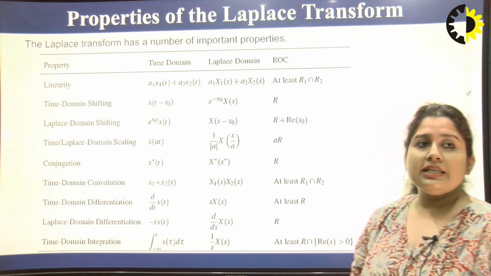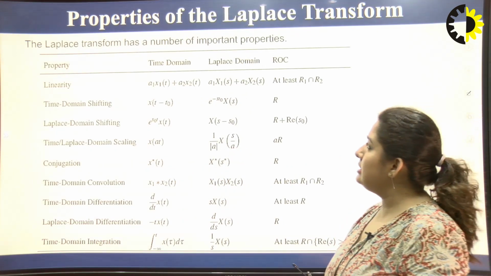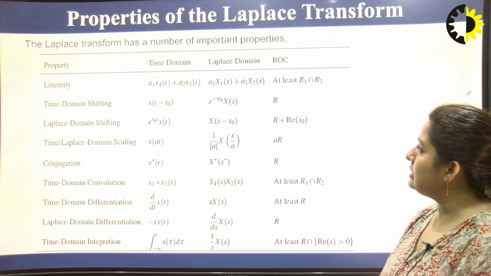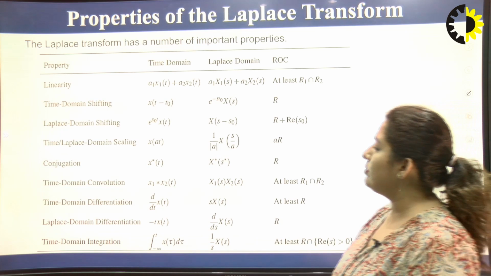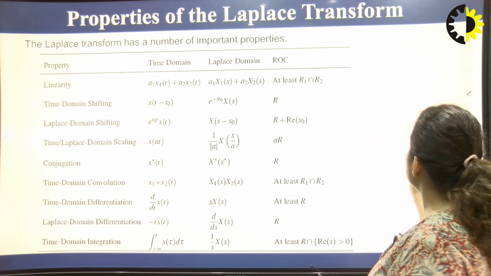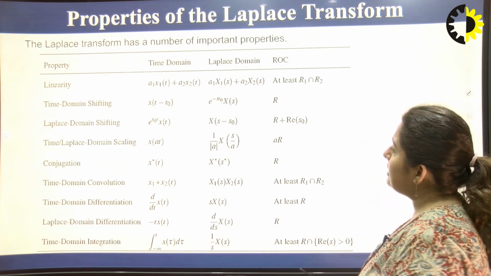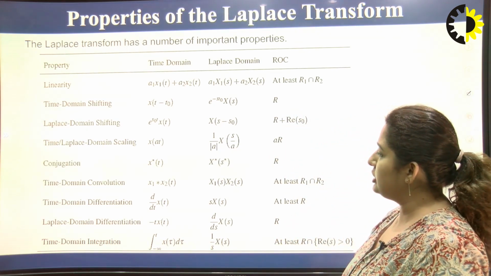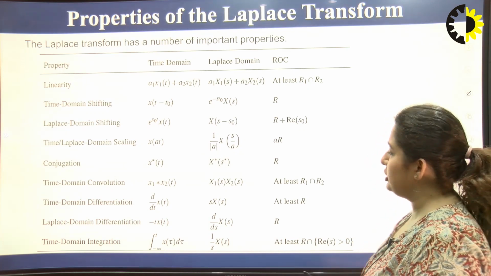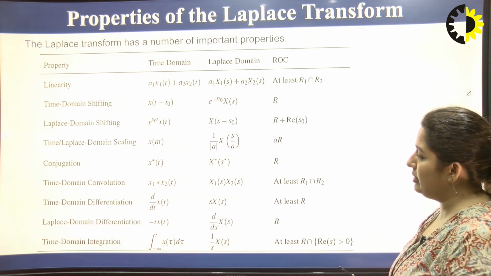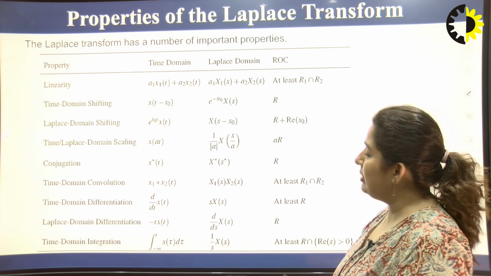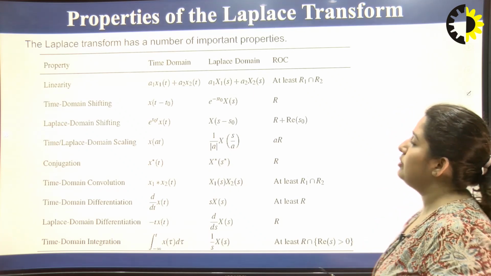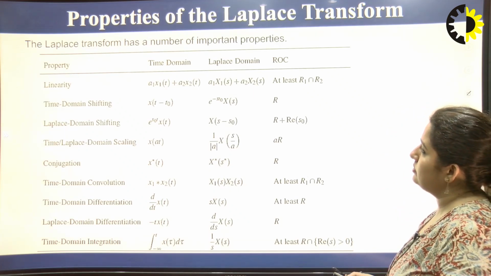So we have discussed in the earlier class, in the last slide, the various properties of the Laplace transform. The first one is linearity, then time shifting property, Laplace domain or frequency shifting property, then Laplace domain scaling, then conjugation property, then time domain convolution property, then time domain differentiation property, then Laplace domain differentiation property, or you can say frequency domain differentiation, and then time domain integration. These are the various properties which we can use to solve problems of the Laplace transform.